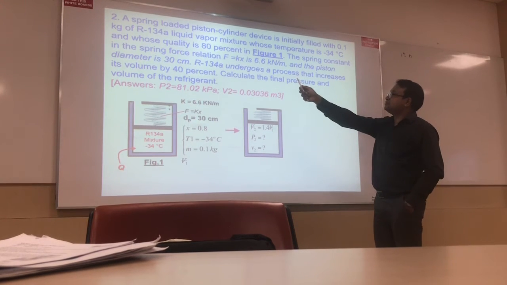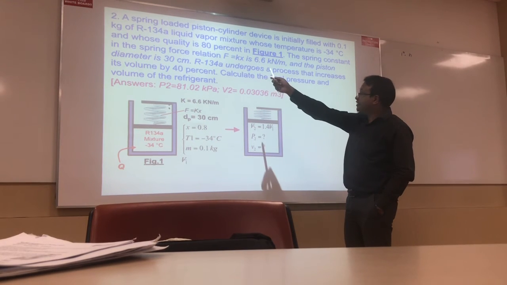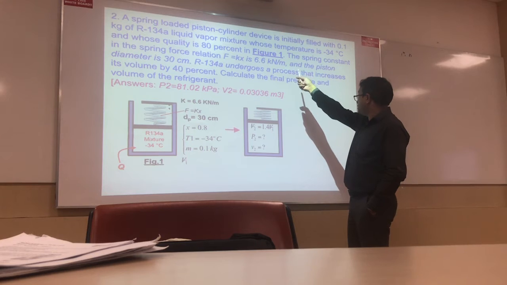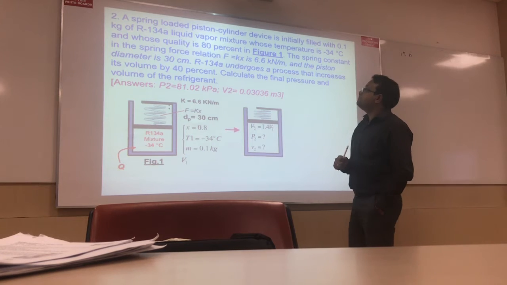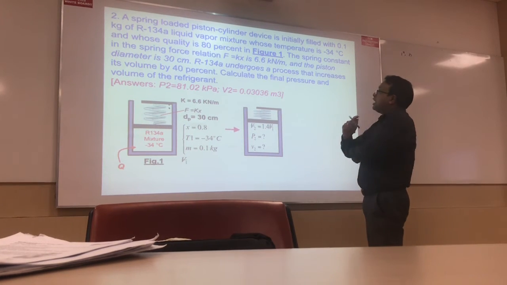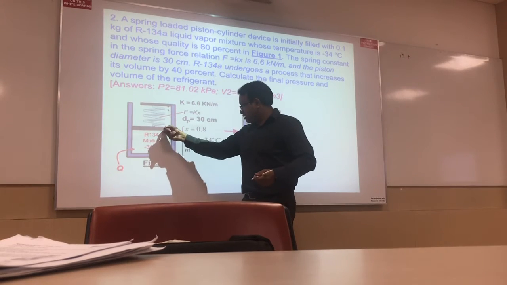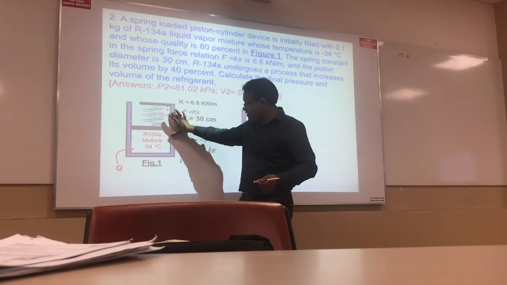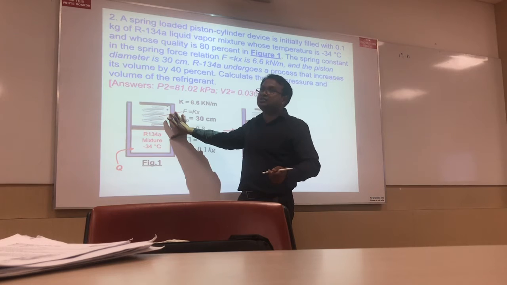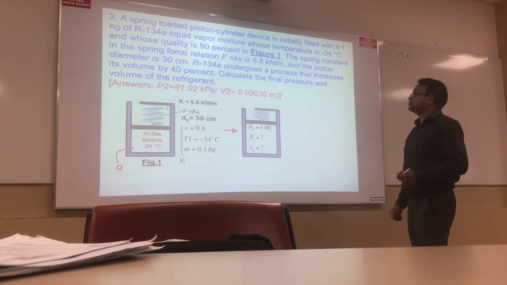So now the spring constant, oh, this is the concept I am coming to. The spring constant in the spring force relation is given, which is 6.6 kilonewton per meter, and the piston diameter is 30 centimeter. From here to here is 30 centimeter. Okay, and R134a undergoes a process that increases the volume by 40%. That means if you apply heat to the system, it is moving up, right? Moving up, and the final volume is 40% more than the initial volume. This is the question. Calculate the final pressure and volume of refrigerant. So the answer is given, right?